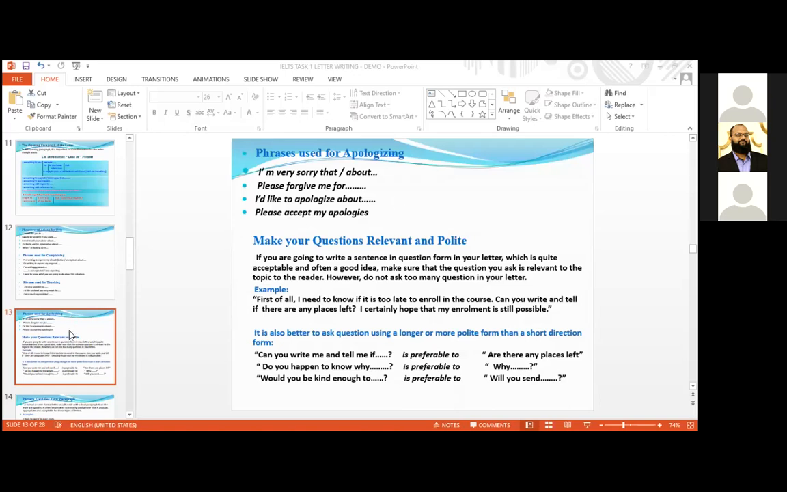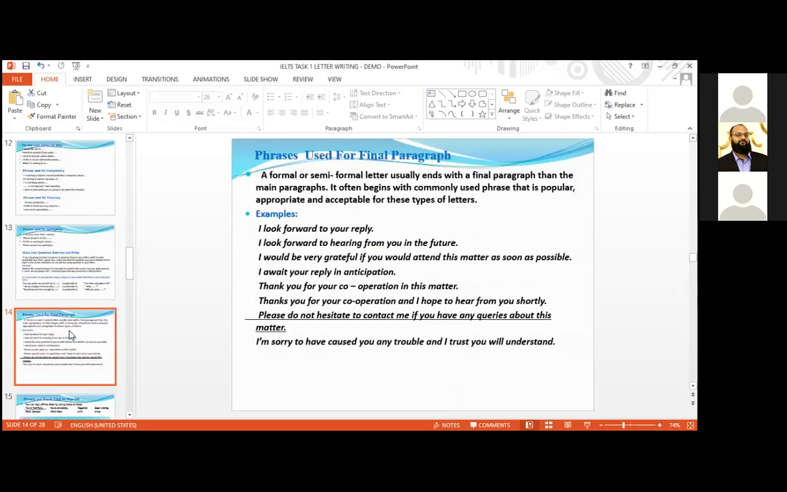Okay. Now, last part would be like phrase used for final paragraph. A letter, either it's formal or semi-formal or informal, ends up while using some common phrases, which is quite popular and appropriate in most of the situations.